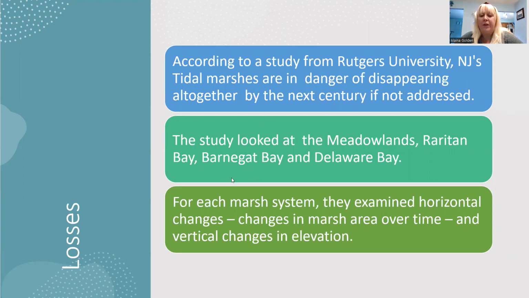And for each marsh system, they looked at the horizontal changes. So what is actually going on? Changes in the marsh area over time. For example, is the marsh changing from being highly vegetated to being maybe a monoculture, or even just a mud flat? What kind of changes are occurring?